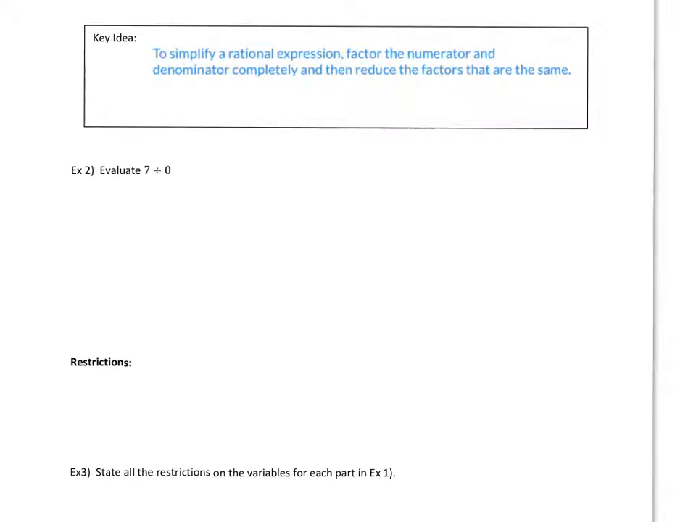So my example 2 says evaluate 7 divided by 0. And you can in fact pick any number that you like and try to divide by 0, and on your calculator you get an error. We cannot divide by 0. Okay, so that means we place restrictions on our variables.